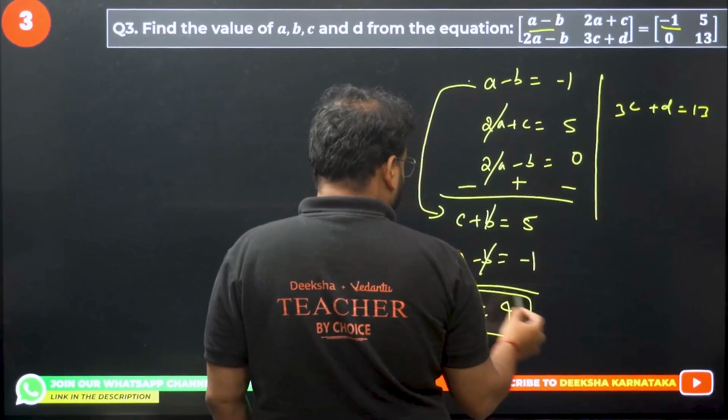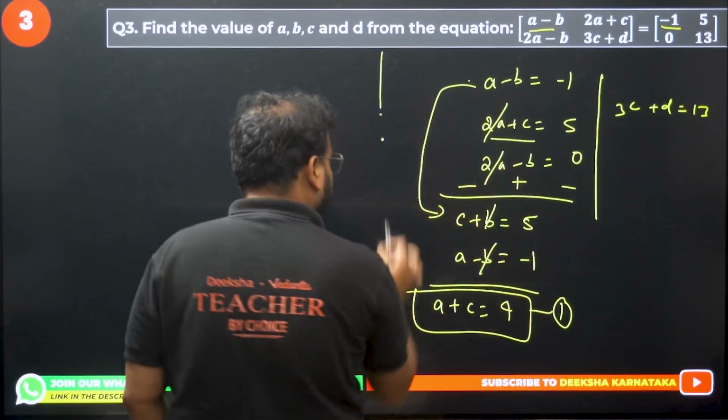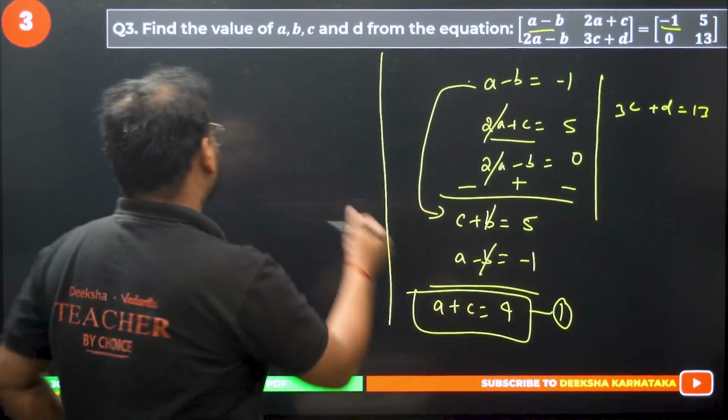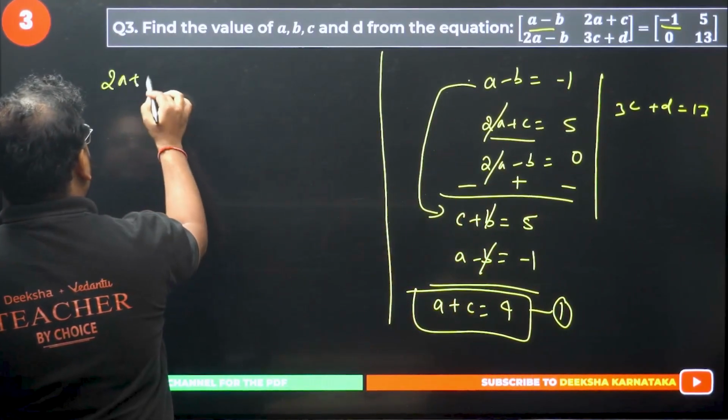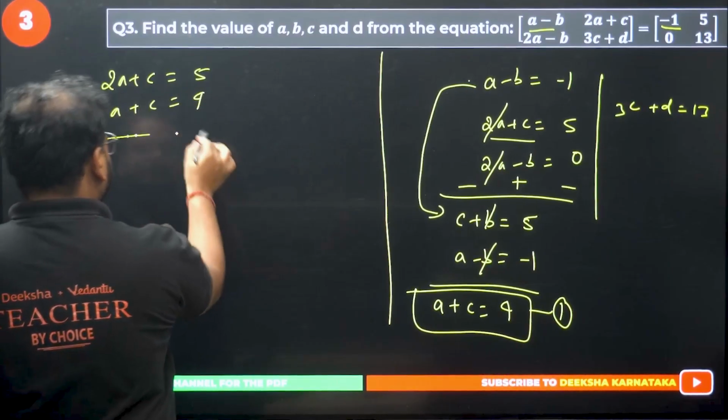I'm going to use this equation, my equation number 1, and this equation over here, clearly, right? Because we have 2A plus C as 5 and A plus C as 4. Subtract them.